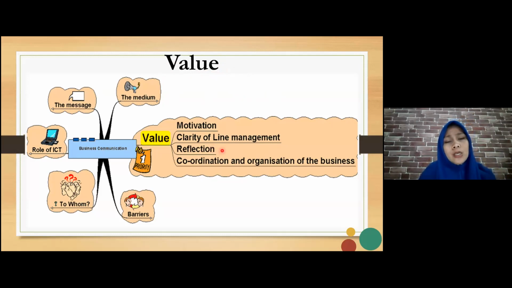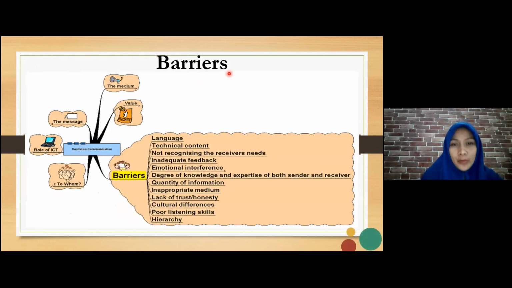And then reflection, whether you understand or do not understand what you got in your communication. And then coordination and organization of any kinds of business, the link and match, the networking. It relates to skills that will impact effective communication. And then barrier or noise, as I explained before, barriers, problems, noises. A barrier is anything that prevents successful communication from occurring, or causes miscommunication.